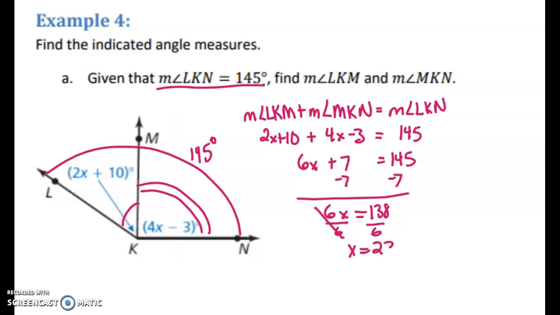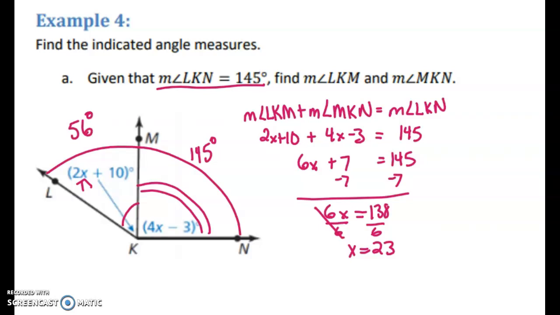So we get x equals 23. But they did not ask us what x is. They asked us to find the measure of the two angles. So what we're going to do is go back and plug x in for both equations. So 2 times 23 plus 10, that's 56 degrees.